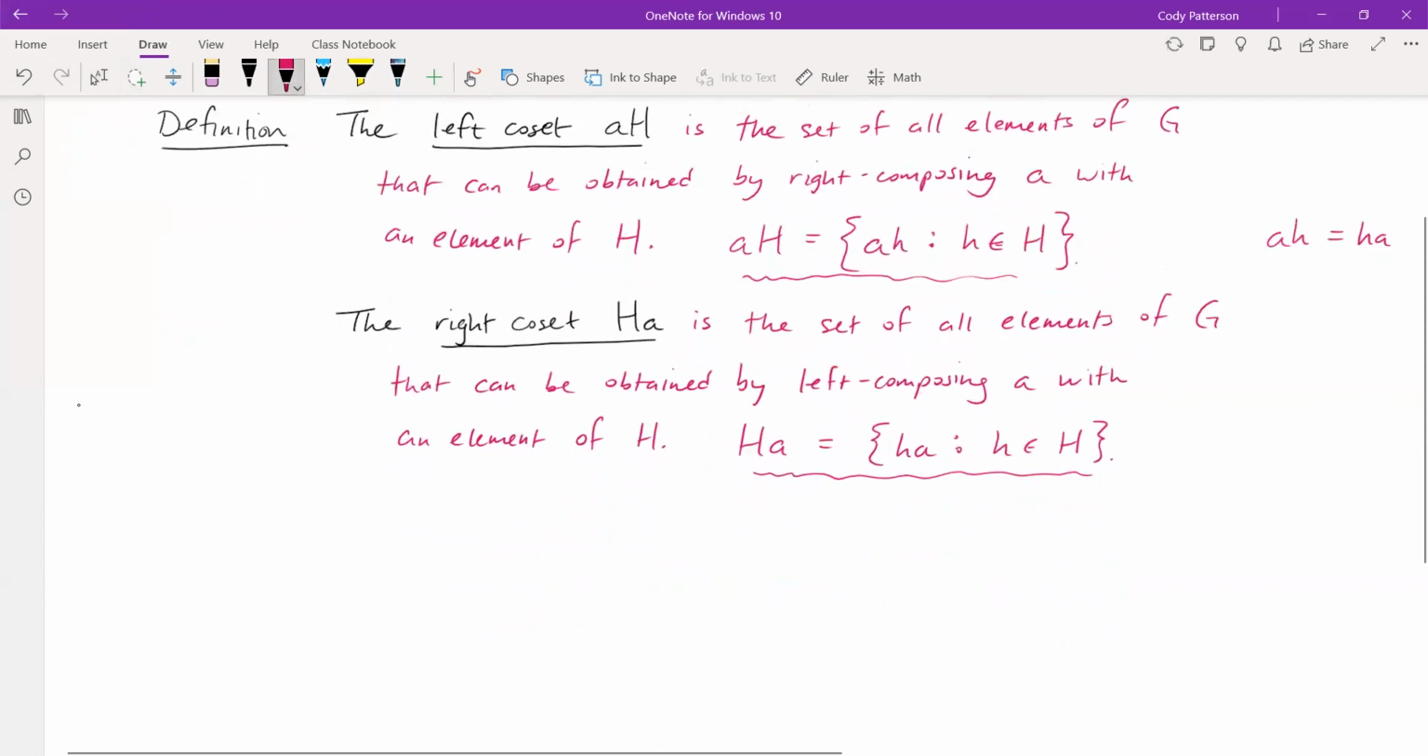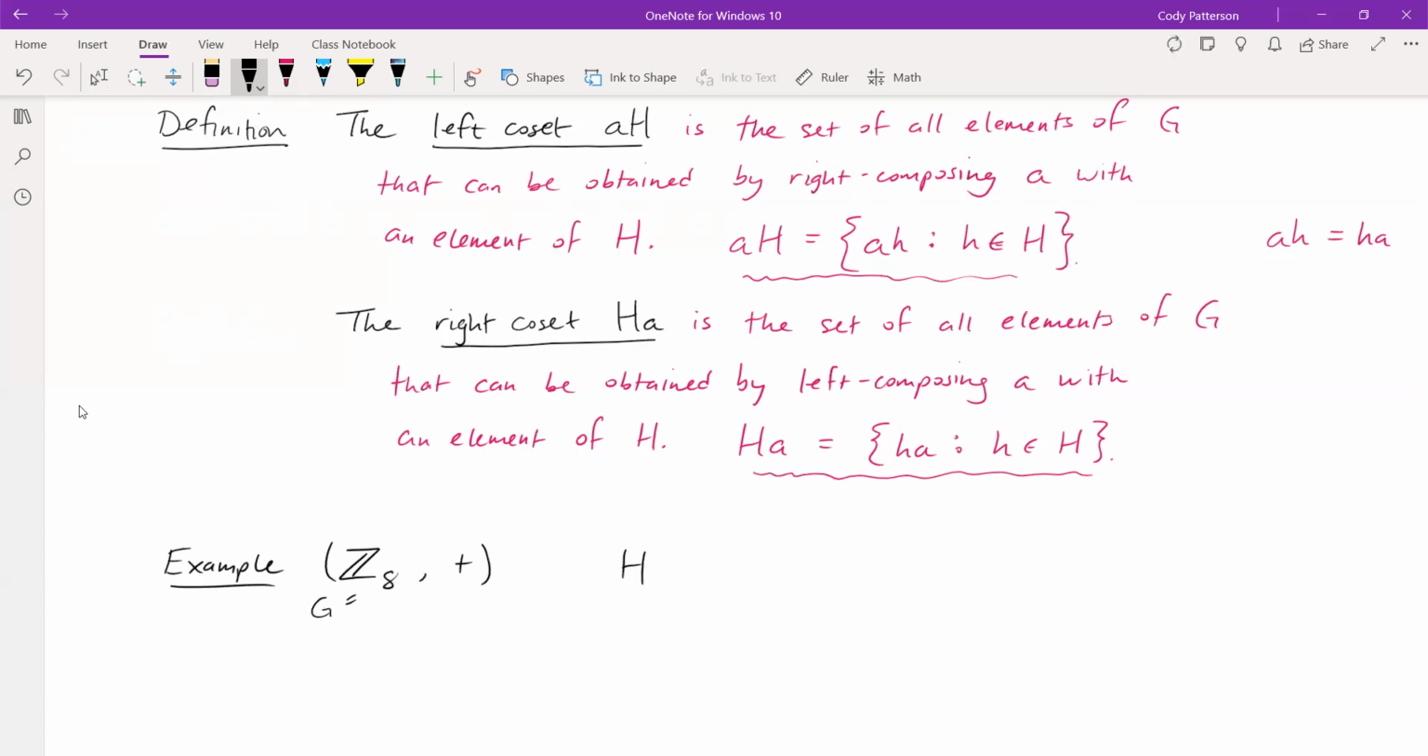Let's do an example where the group is abelian. So for this example, I'm going to use Z mod 8 under addition. Let's let G be Z mod 8, and I'm going to let H be the subgroup consisting of just 0 and 4. We know that's a subgroup because it is closed under addition. Every element has its inverse in there, and this has the identity. And let's let A be the element 3. And we're going to construct the left coset of H for A equals 3.